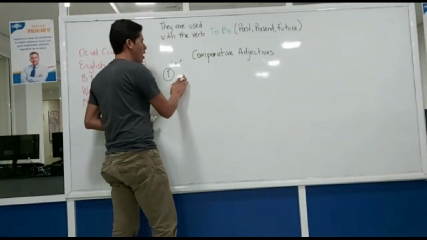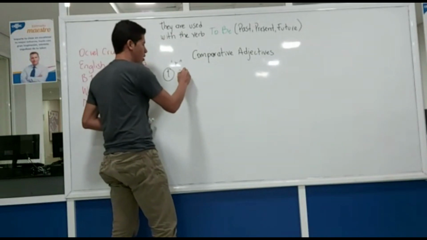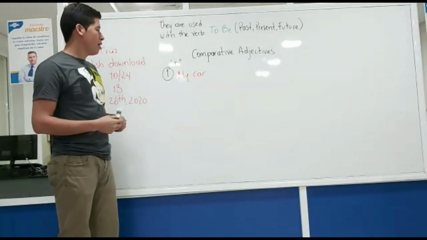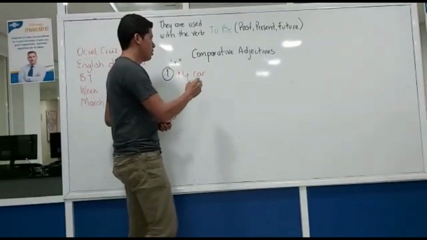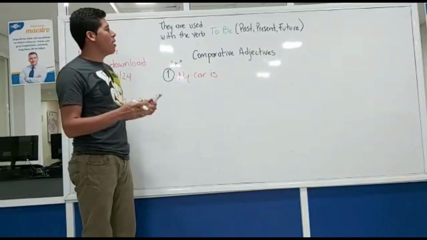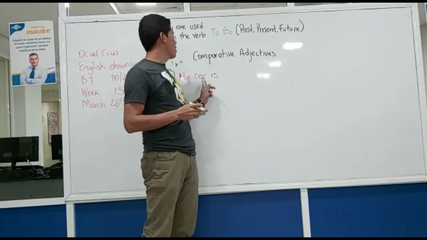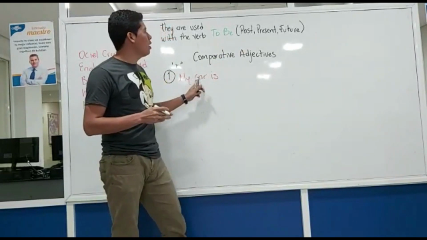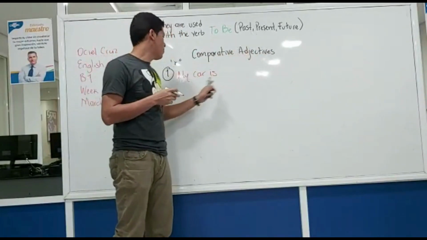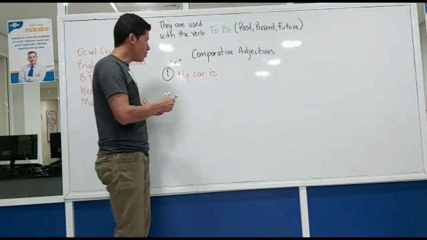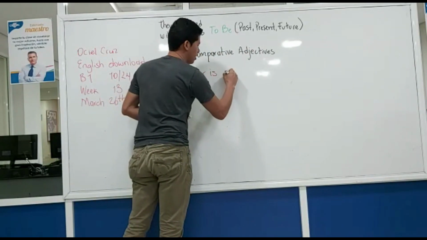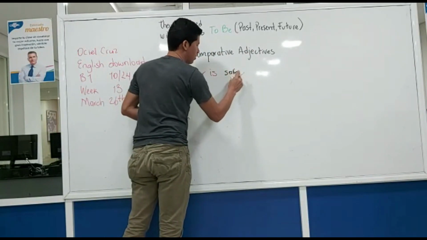For example, I refer to my car. My car is safe. I have to use the verb to be. Maybe I can say my car is, or my car was in the past, or will be in the future. But I'm going to use the present form. My car is, and the adjective that I'm going to use is safe.